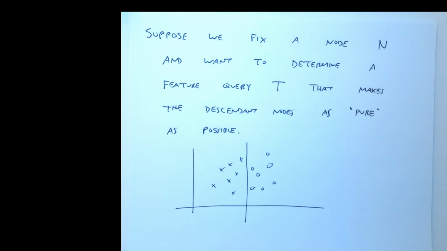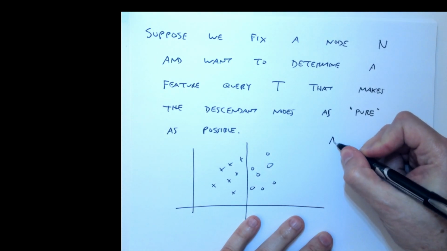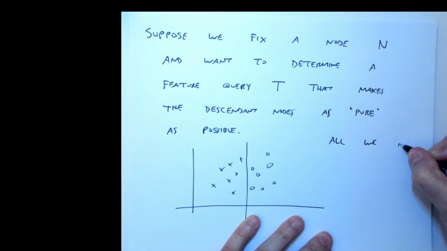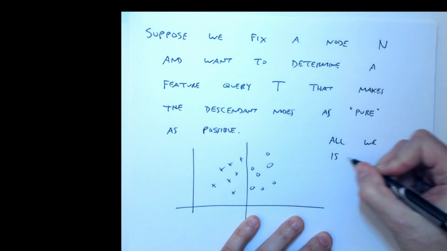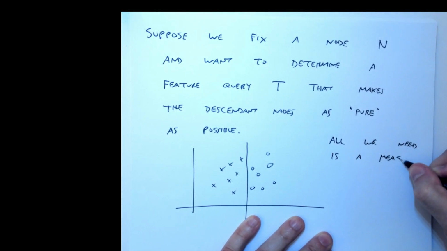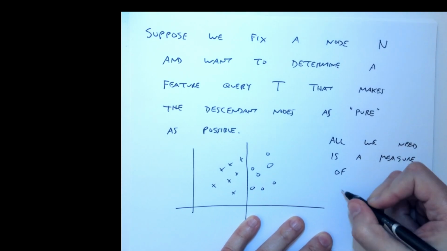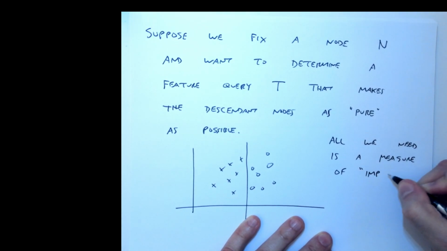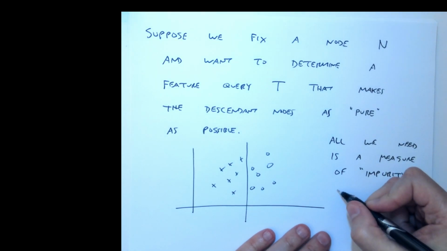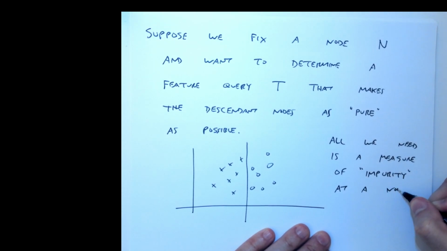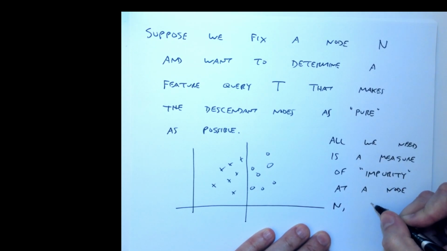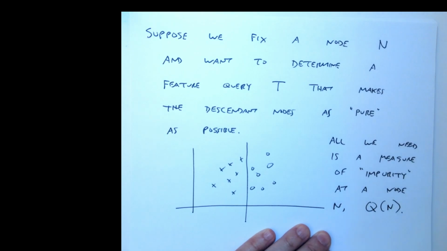And actually, the way it's defined in decision tree theory is a measure of impurity instead of purity, but it's the same idea, right? So all we need is a measure of impurity at a node n. And we're going to call that measure Q of n.